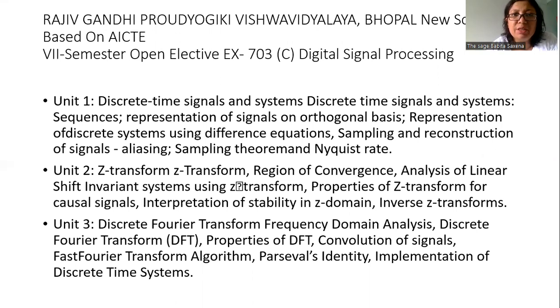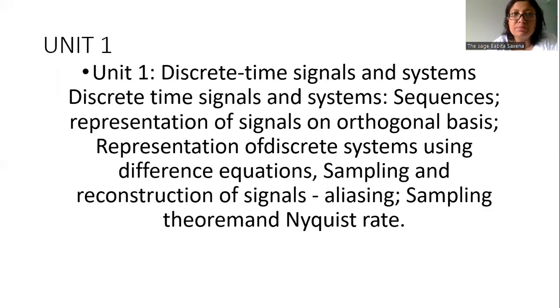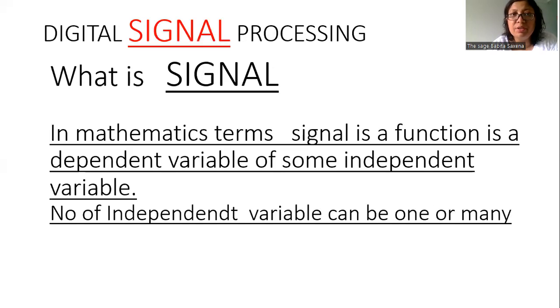In unit one, you have to read discrete time signals and systems, discrete time signal sequences, representation of signals on orthogonal basis, representation of discrete systems using difference equations, sampling and reconstruction of the signal, aliasing, sampling theorem, and Nyquist rate. This is important about the signal. The first unit is the basic, and this is about all the signals, how to represent the signal and how to sample the signals. This is the elaborate syllabus of unit one.